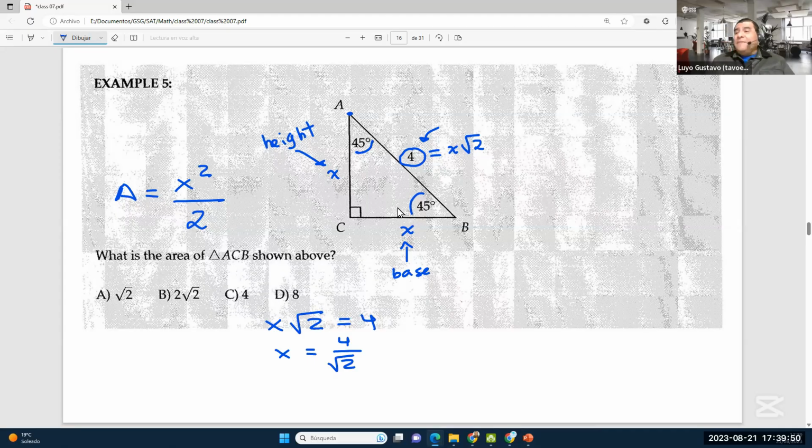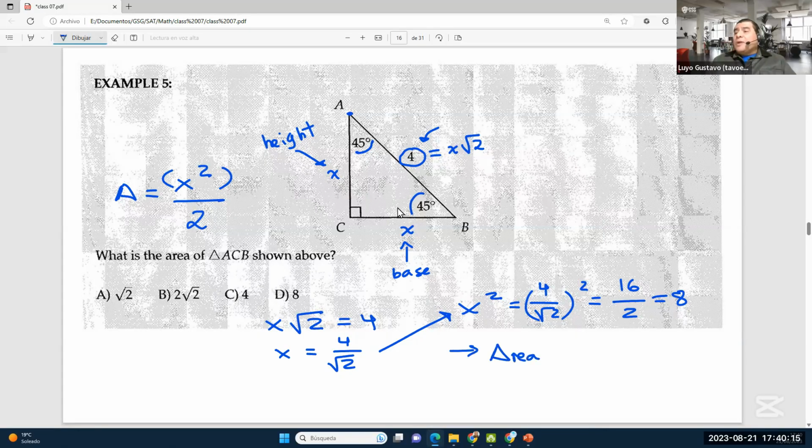It will be faster if you simply say that x squared is simply this, or 16 over 2, which is actually 8. And all you need is this divided by 2. So actually the area of the triangle will be 8 divided by 2, or 4. So the correct answer is option C.